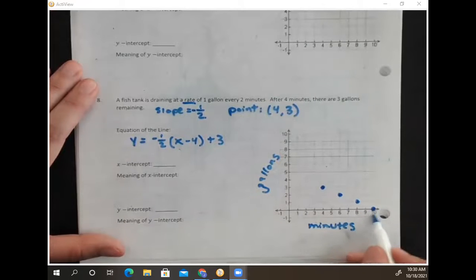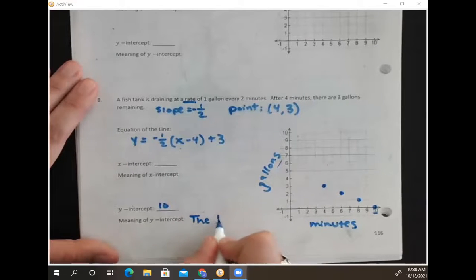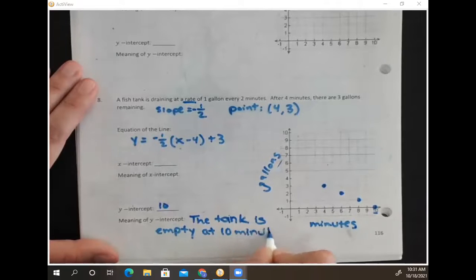From here, I can see my y-intercept is 10. On the y-axis, we're looking at how many gallons we would have versus time. So this is telling me at 10 minutes, we have 0 gallons. So the tub, I think, or tank, we're draining a fish tank. The tank is empty at 10 minutes. Or the tank has 0 gallons after 10 minutes.